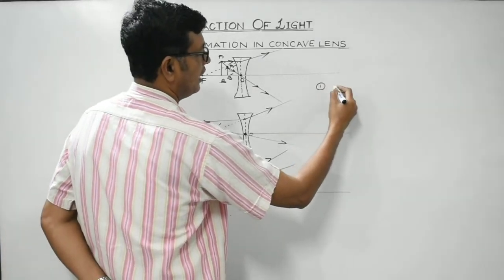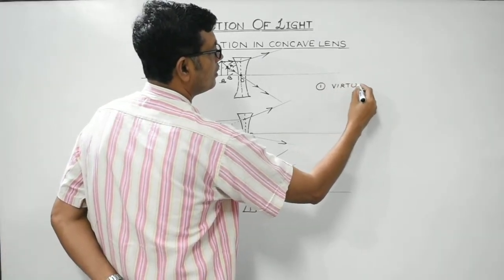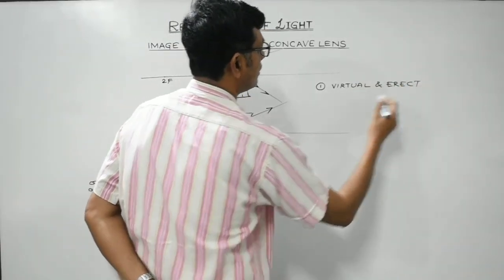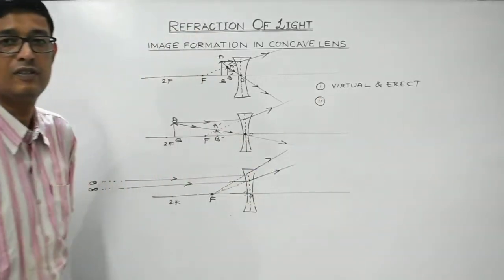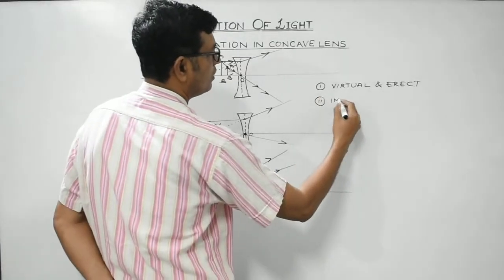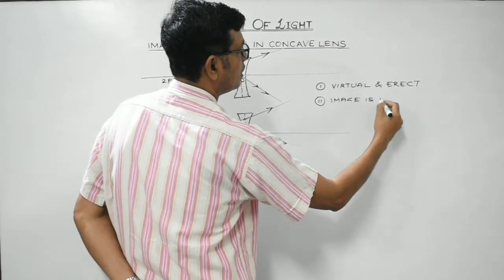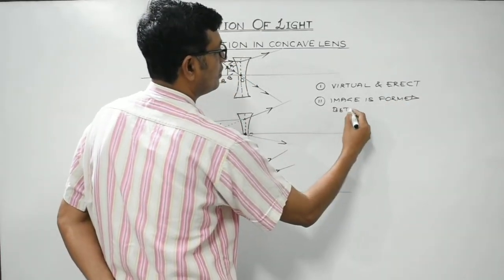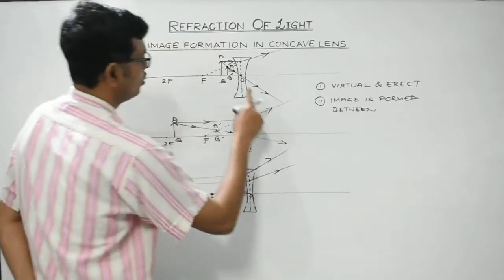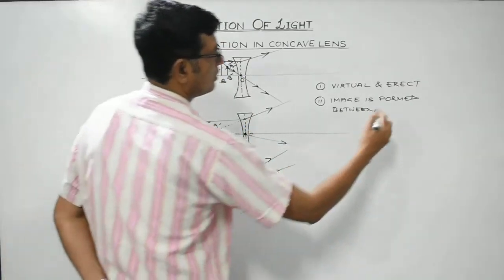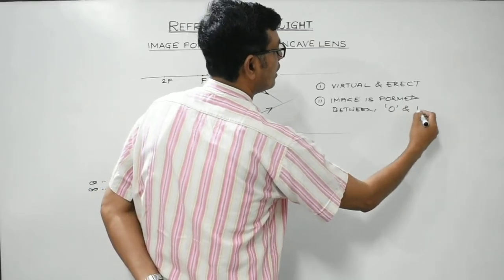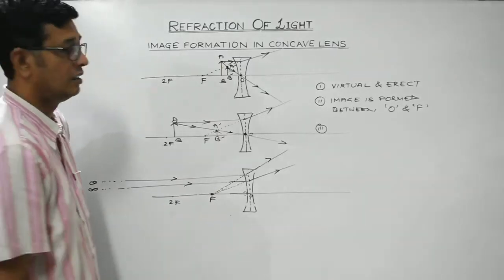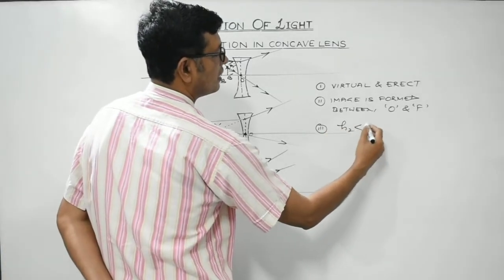First is, nature of the image is virtual and erect. Second, image is formed between optical center and the focus. Third, in all the cases, size of the image is less than the size of the object.